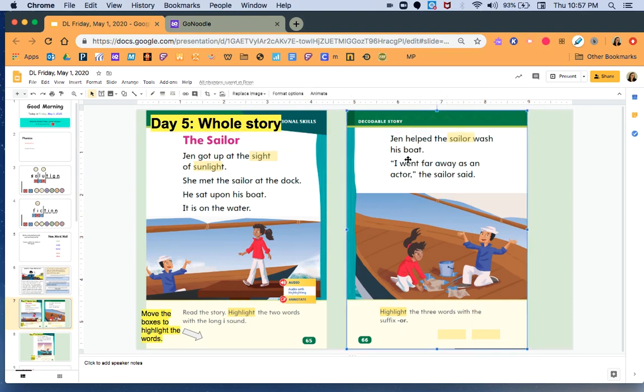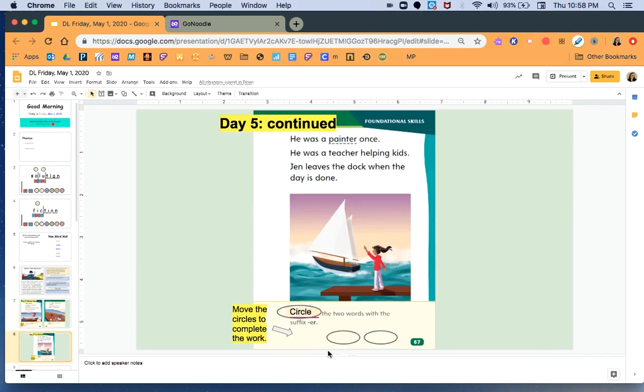Jen helped the sailor wash his boat. I went far away as an actor. Oh, you heard another one. Actor, the sailor said. Oh, we already had sailor. There we go. So a sailor is one who sails. An actor is one who acts. He's had lots of different jobs.